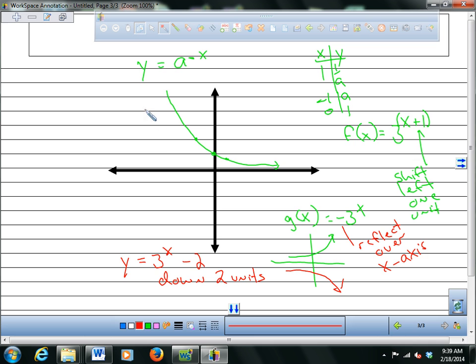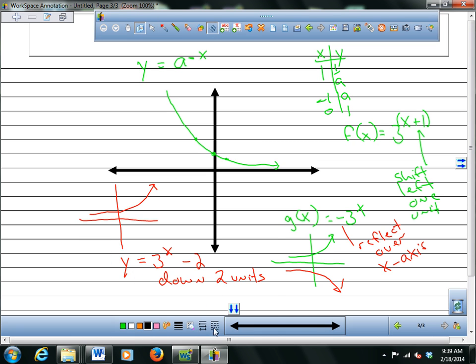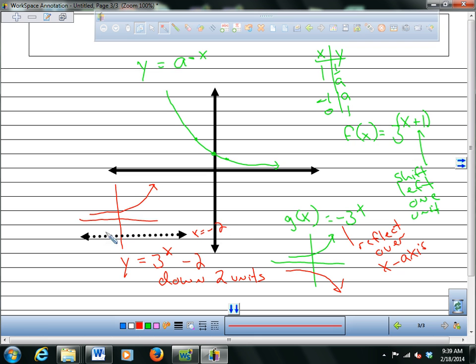And it would move the asymptote down. So if this were 3 to the x, looking like this, then 3 to the x minus 2 would have a new asymptote down here at y equals negative 2, and it would look kind of parallel to that, but shifted down. Questions about reflections, translations, all that kind of stuff? You'll see some of those in your homework. I translate this, stretch it, shrink it.